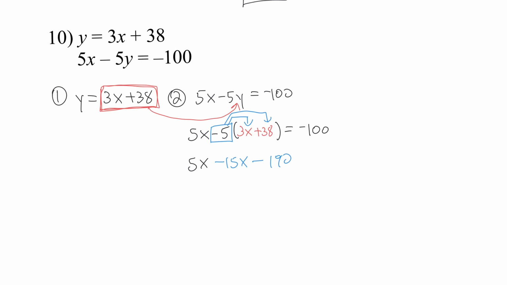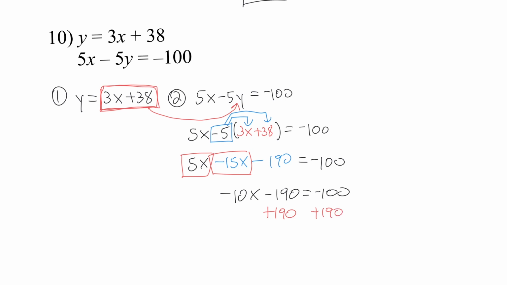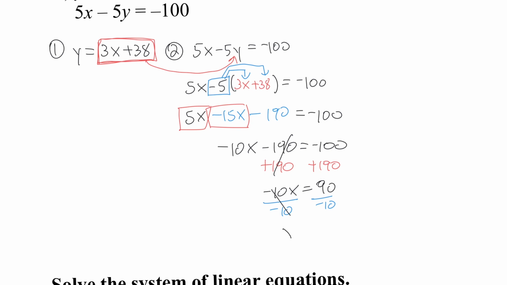equal to negative 100. So now you are going to combine. So we have the 5x minus 15x. That's going to be negative 10x minus 190 equals negative 100. Now you add 190 to both sides. So this cancels. Negative 10x equals positive 90. Negative 100 plus 190, positive 90. And the last step, you divide by negative 10. So x is going to equal negative 9. So that's the value of x.